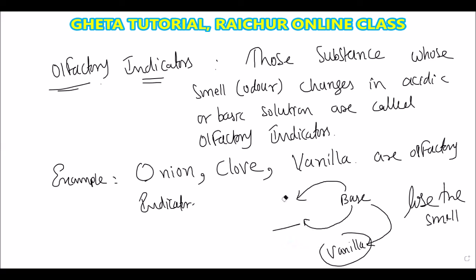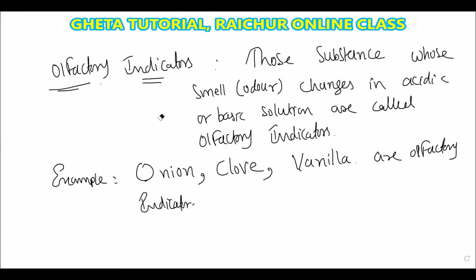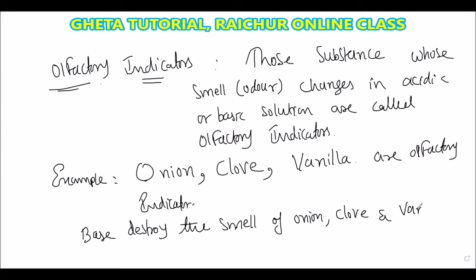That is why they are called olfactory indicators. So what I can write here is, base destroys the smell of onion, clove and vanilla. But in case of acid, acid does not destroy the smell. When acid is added to onion, it will not lose the smell. The same for clove and vanilla.